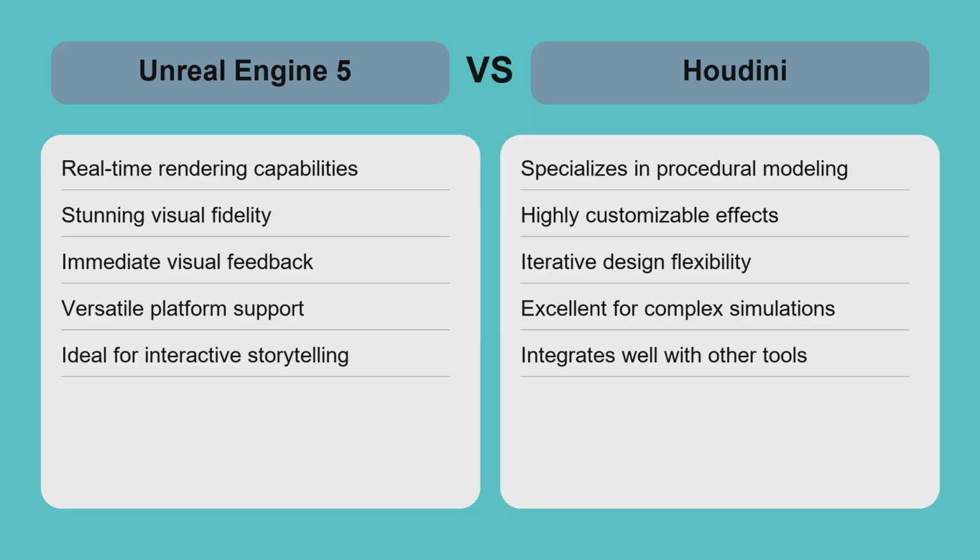Unreal Engine 5 is optimized for performance and accessibility in game engines, whereas Houdini demands a steeper learning curve but rewards with procedural flexibility. Both tools can complement each other in pipelines, but choosing the right one depends on whether your priority is real-time rendering or procedural effects.